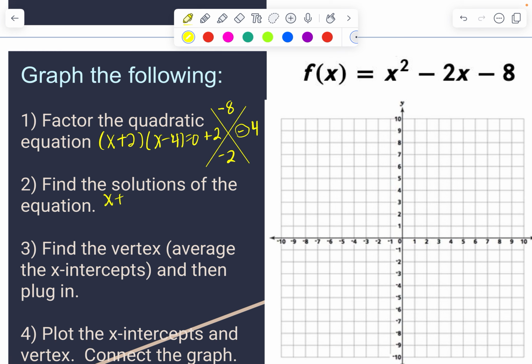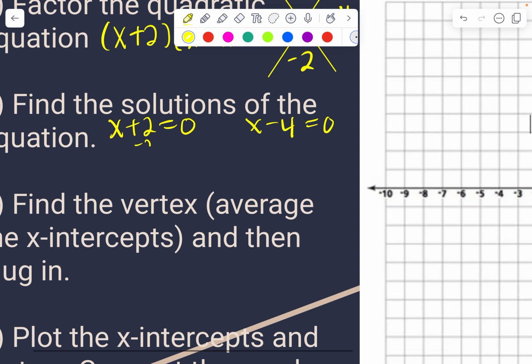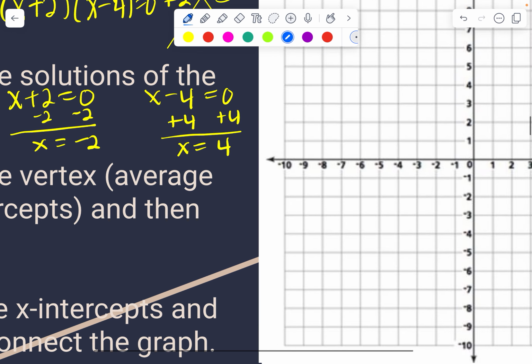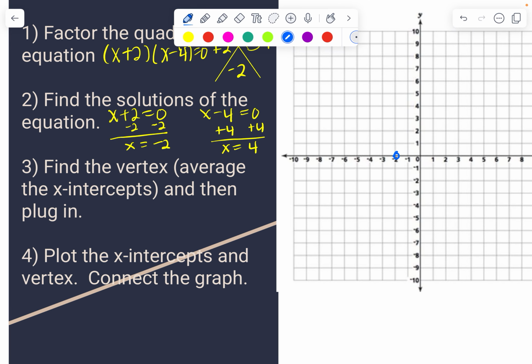And then solving it, we'll set both of those equal to 0 and solve those. So x is negative 2 and x is positive 4. So I'm going to put those on my graph. Negative 2 and positive 4.